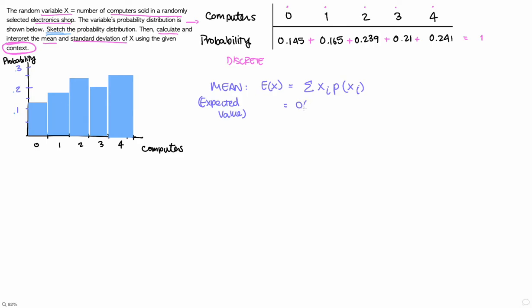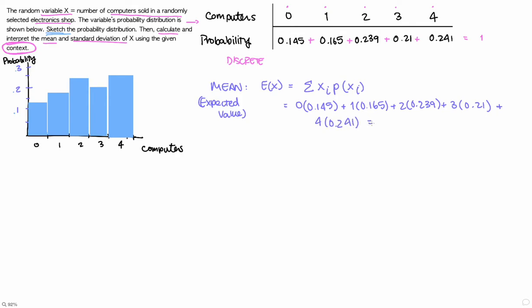So we can say 0 times the probability of that 0 computer occurring. So 0.145 plus 1 times 0.165 plus 2 times 0.239. And we're just going to add all of these products together, where we're multiplying that specific event and the probability of that event occurring. Or maybe I should say that value occurring.